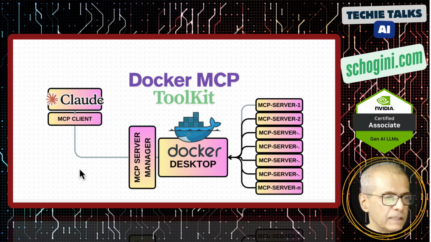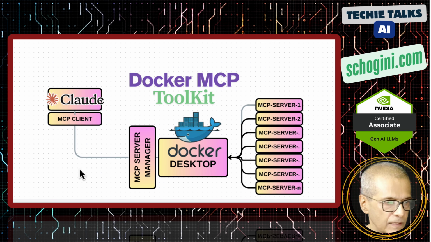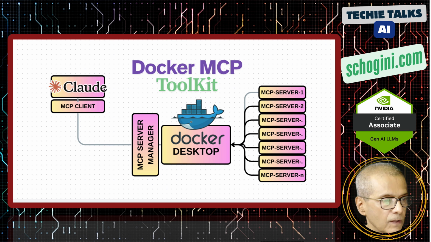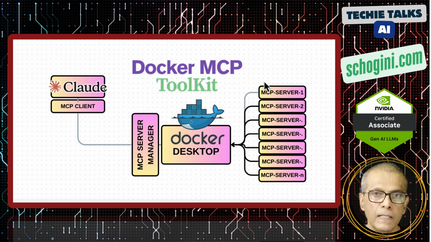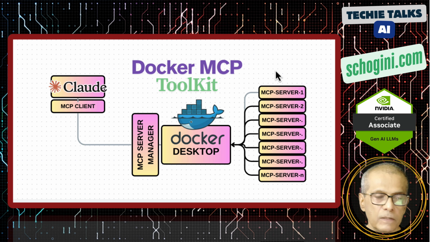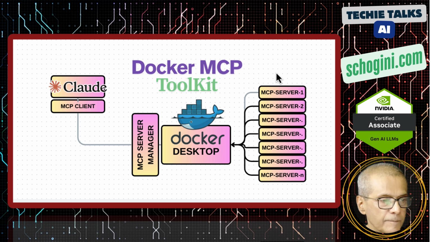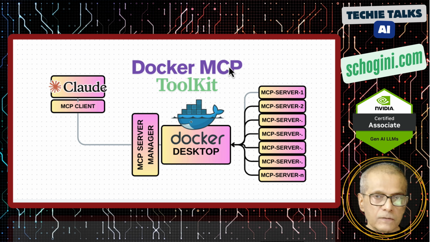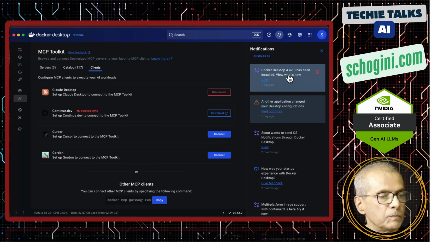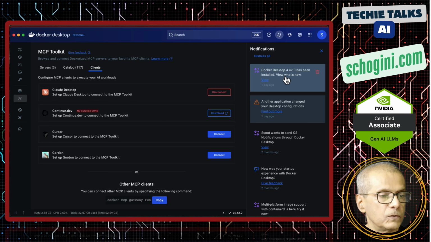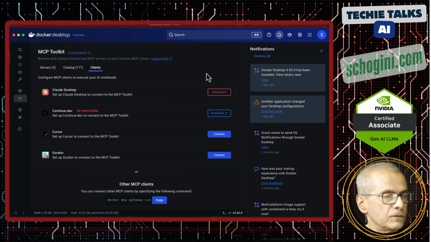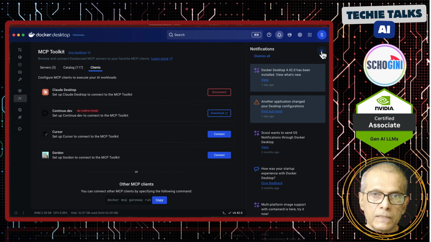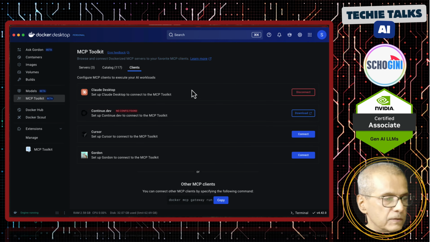A quick recap of what we have seen till now. In the first video, we saw how we can enable any third-party MCP server which is approved by Docker as a part of the Docker MCP catalog. And Docker has a new MCP menu. Remember, this is Docker 4.42. You need to upgrade your Docker Desktop installation.